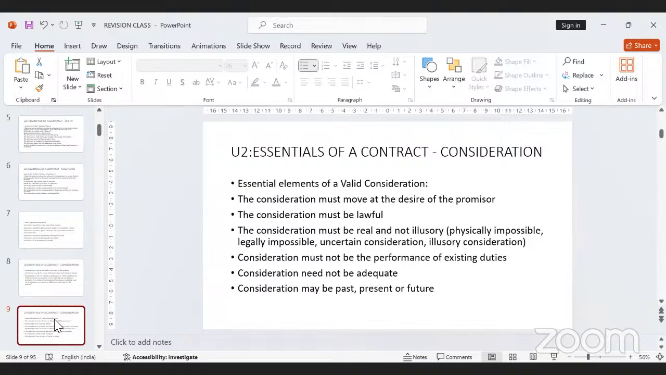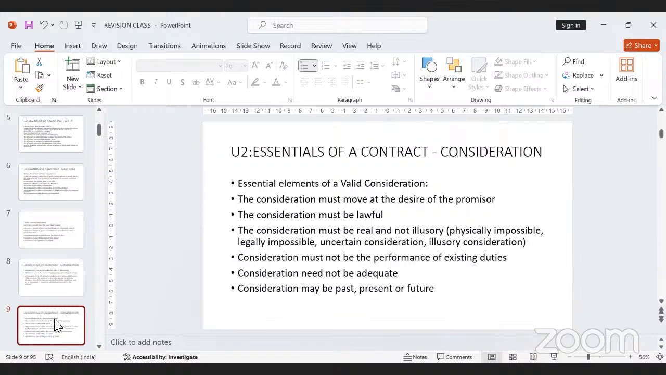Then again, what are the essential elements of a valid consideration? The consideration must move at the desire of the promisor. That is, who has asked it. It should move only then. It must be lawful. I told you there cannot be a consideration saying that, if you kill X, I will give you 100 rupees or 1 lakh rupees, 10 lakh, whatever it is. So killing somebody's death cannot be a lawful consideration.